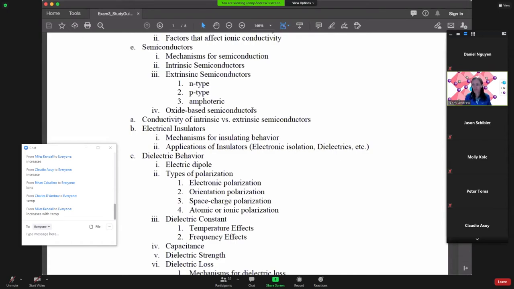What kinds of metals tend to be transition metals? Perfect. Yeah, because the transition metals tend to have multiple oxidation or valence states, and that can lead to the generation of charge carriers. Good.